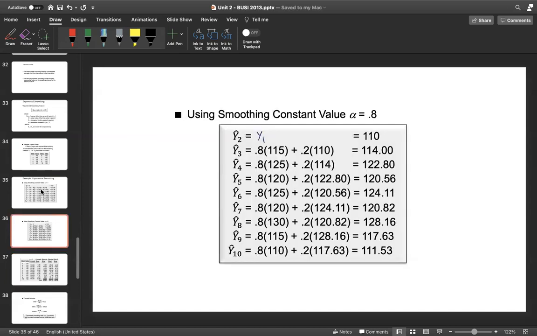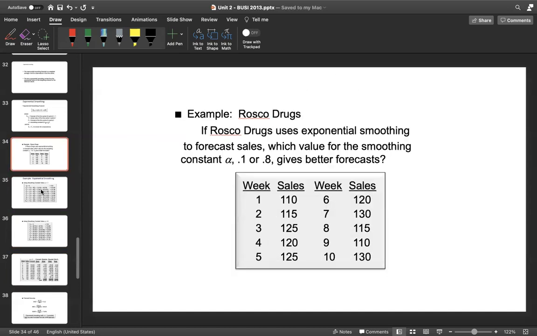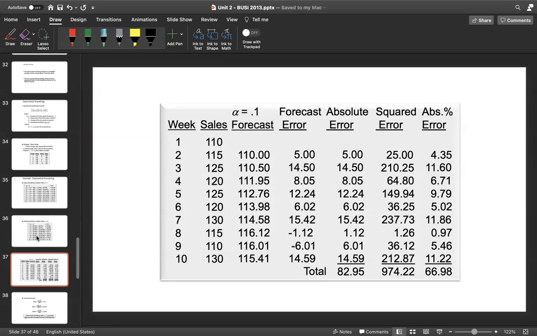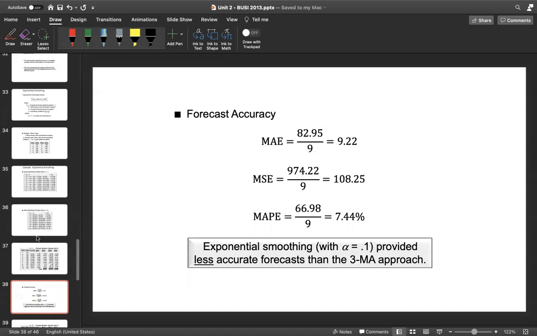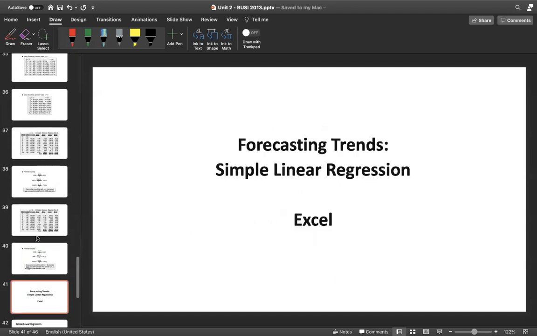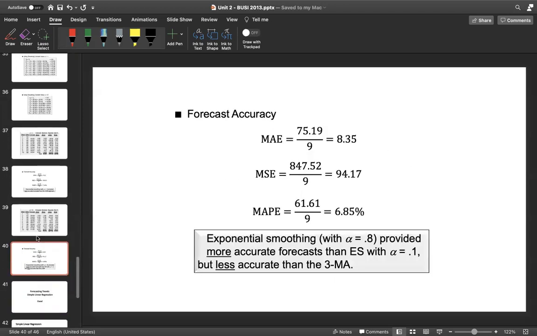Now in this question, you're asked to compare these two constants and see which one's better. So you just need to use the formula and use the Excel file, generate these errors and compare them together. The one that generates less error is the better alpha. So for example, here, exponential smoothing with alpha 0.8 provided more accurate forecasts than alpha equals 0.1.